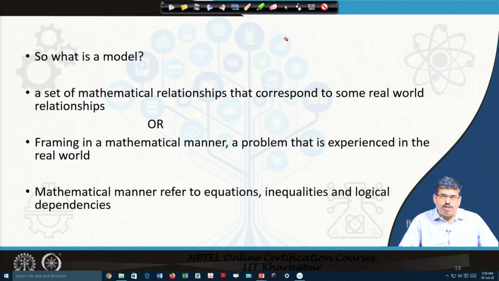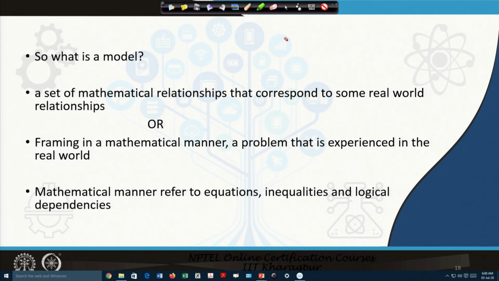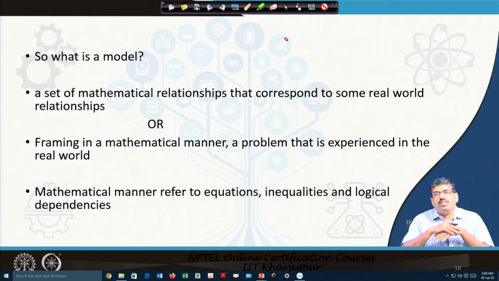Go back to that manufacturing problem, A, B, C, D, the raw materials and the products. We are framing that problem, a situation that every industry is facing, in a mathematical manner, just to get to know how things will happen in my industry. And mathematical means equations, inequalities, logical dependencies.